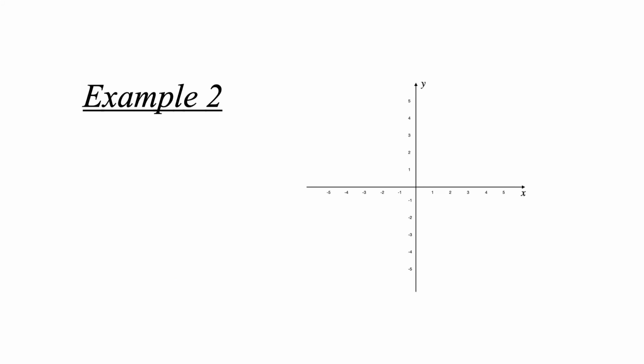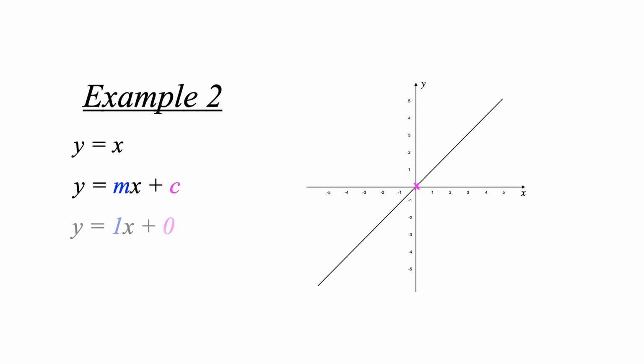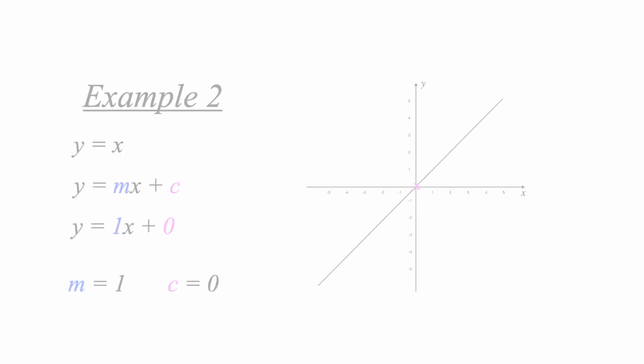Next, this line is y = x. It's a straight line, so it must be able to be described as y = mx + c. So what are the values of m and c? Well, y = x can also be written as y = 1x + 0. And from the graph we can see that the line intercepts the y-axis at the origin, 0, which would also have given us a clue. So in this case, m equals 1 and c equals 0.